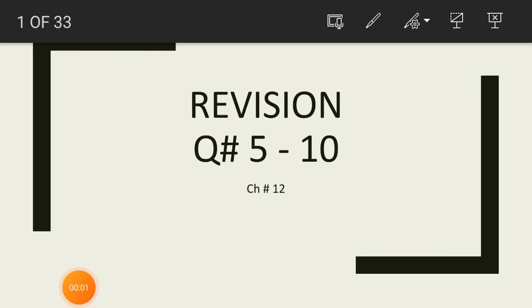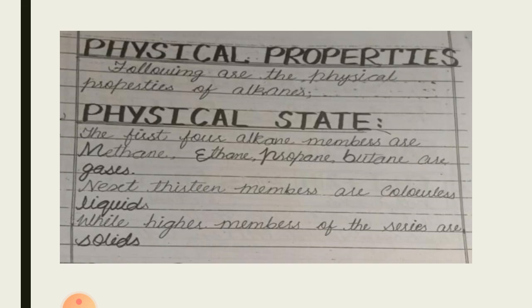Welcome back, dear students. In today's Zoom revision class, we revised questions 5 to 10 of chapter 12. The topic is the physical properties of alkanes. First of all, there are two types of properties, the chemical and the physical properties.